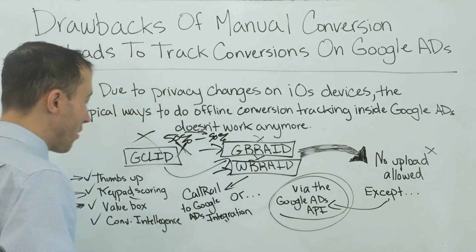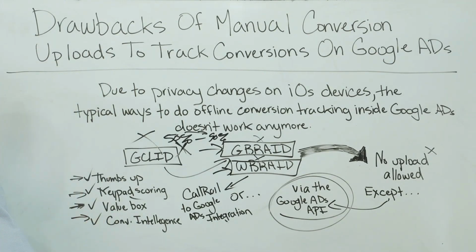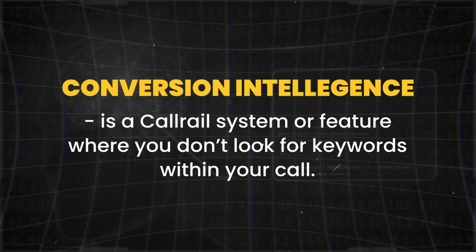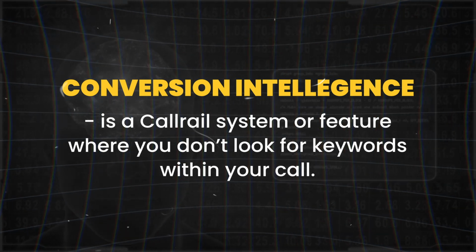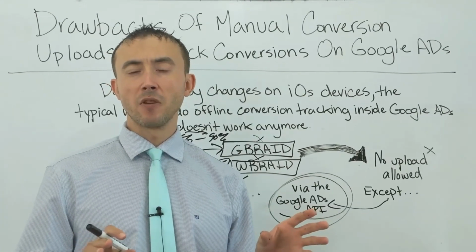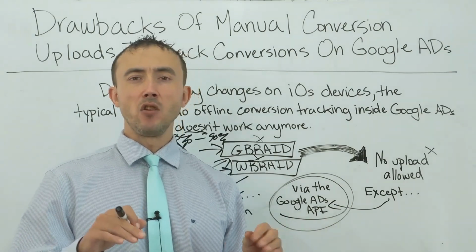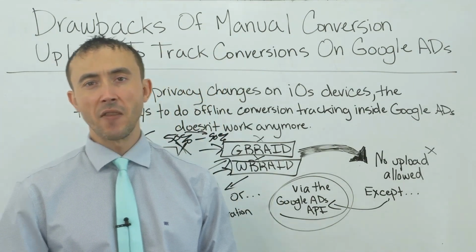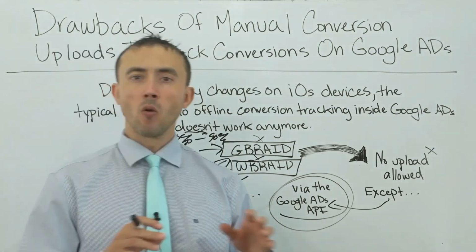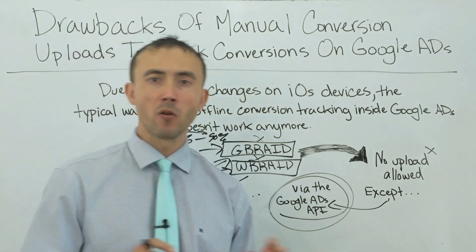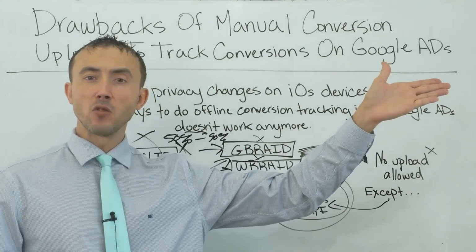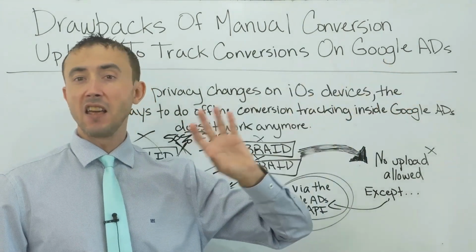The other way you could do it is through conversion intelligence. Conversion intelligence is CallRail's system or feature where they'll look for keywords within your call. It's an extra $50 a month, but you could put in there and say, hey, if any calls come in and the customer says anything about billing or price or quote or appointment or credit card, whatever you want, it'll then send a conversion event to Google Ads if any of that happened, but not if that did not happen.